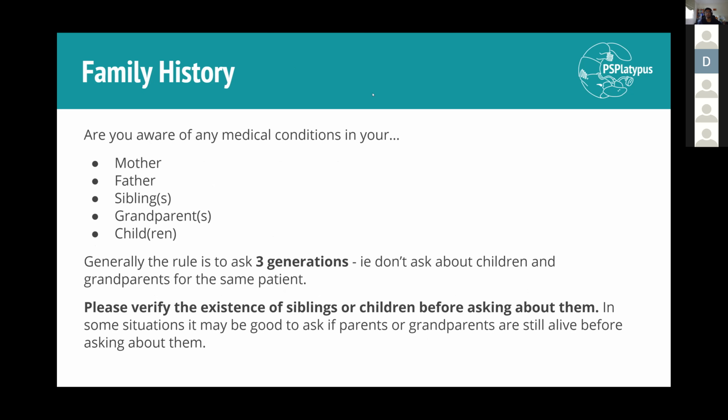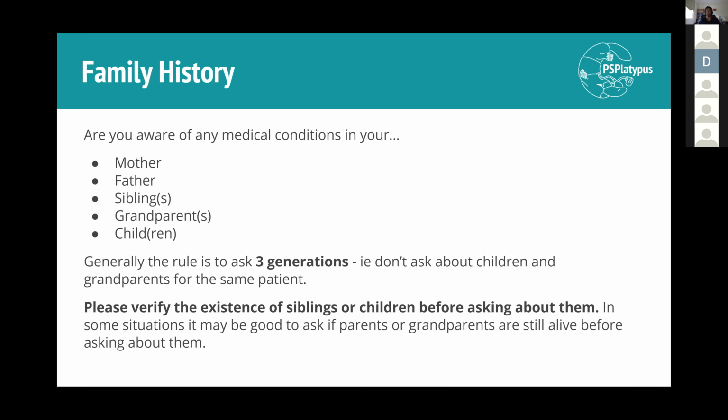Okie dokie, family history. So we usually ask about 3 generations. We won't ask about children and grandparents for the same patient, just because it becomes less and less useful the further back we go. Make sure you actually check that they have siblings or children before you ask them about their siblings or children. And if they're older, it can be good to ask if their parents are still with us, or their grandparents, before you ask about them.